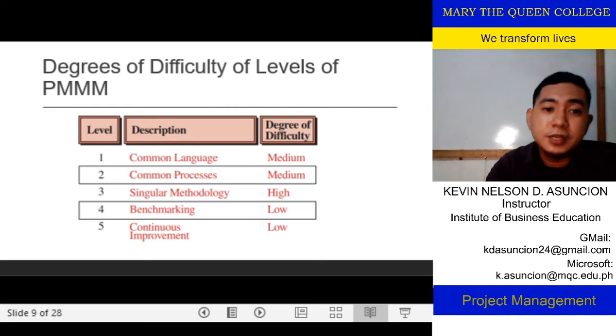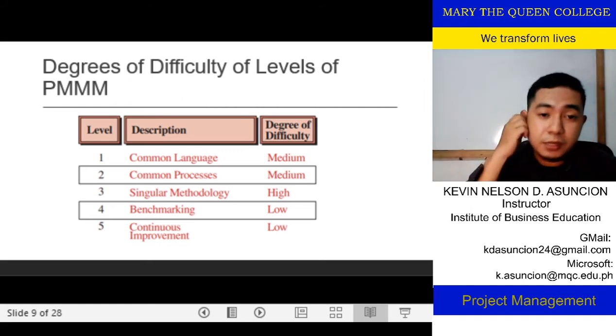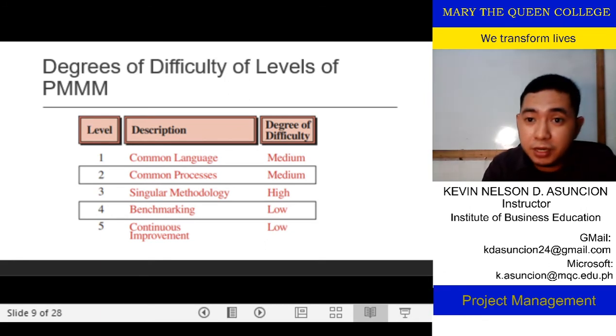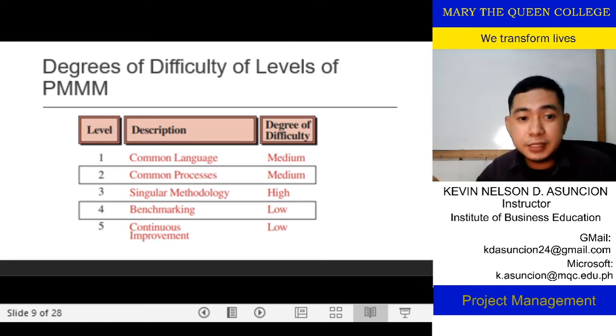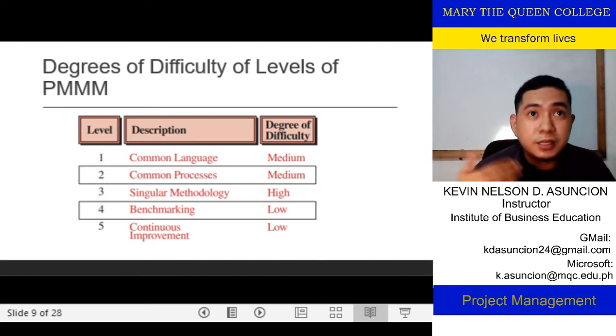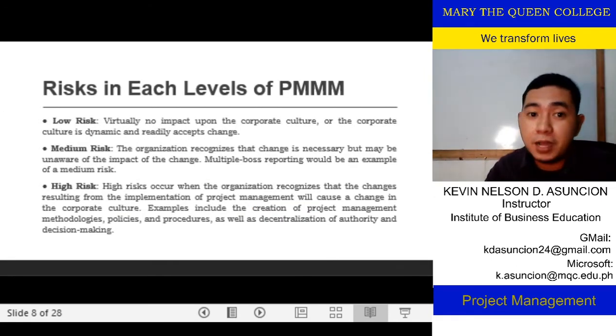Implementation of the project. And then number 4, benchmarking and continuous improvement, no? Those have low degree of difficulty. Why? It's benchmarking. Nasa sa inyo naman kung i-apply nyo yung benchmark ninyo, no? So it's a low risk, and continuous improvement is lalo na kung adaptive naman yung organization, low risk yan. So balikan natin yung meaning, virtually no impact upon the corporate culture.